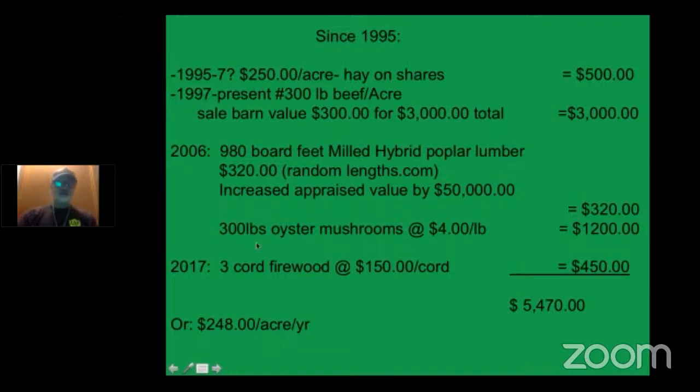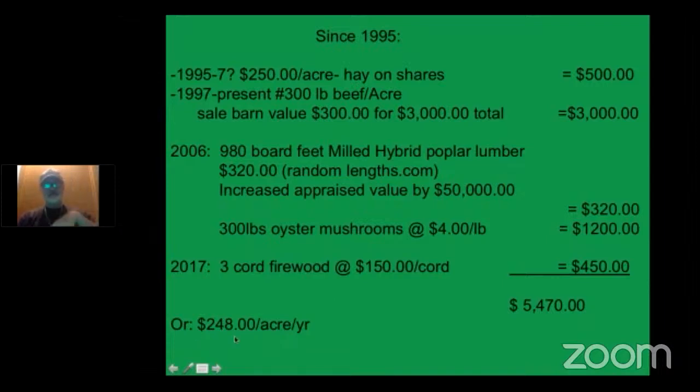Of course, got around 300 pounds worth of oyster mushrooms for a $1,200 value, 3/4 firewood, about $450. So a total, using this set of numbers, not counting the $50,000, was $5,470 or $248 an acre per year.